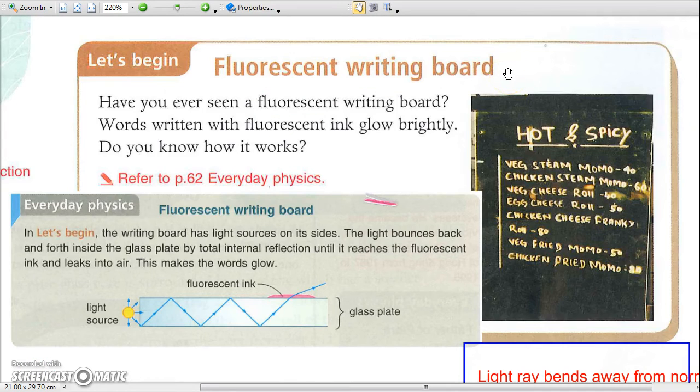Have you seen a fluorescent writing board? It is also operated by total internal reflection. Light from the source is reflected successively inside the glass plate, but leaks where there is a fluorescent ink. A brilliant design.